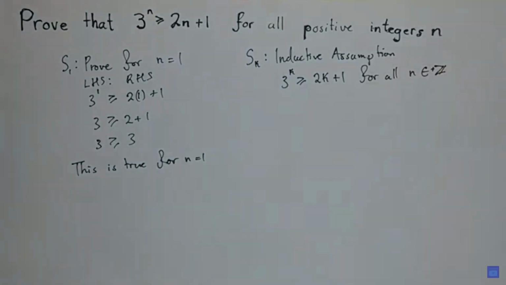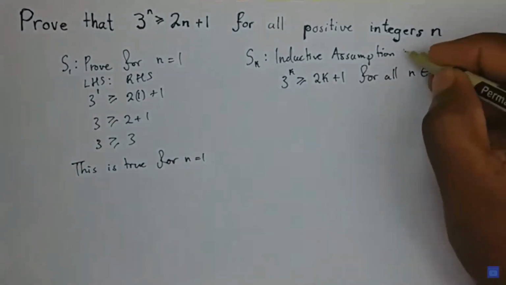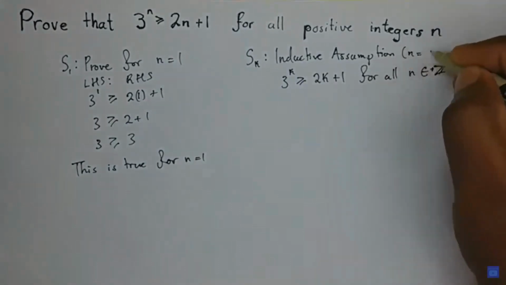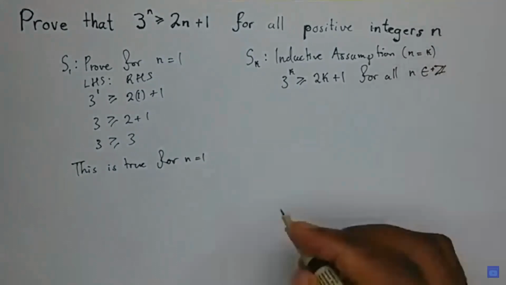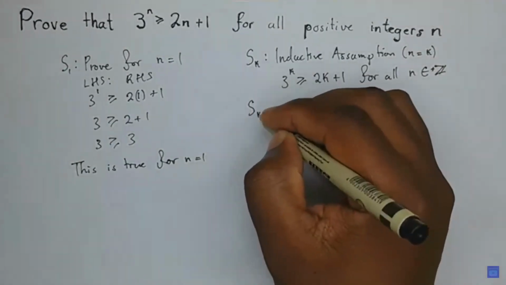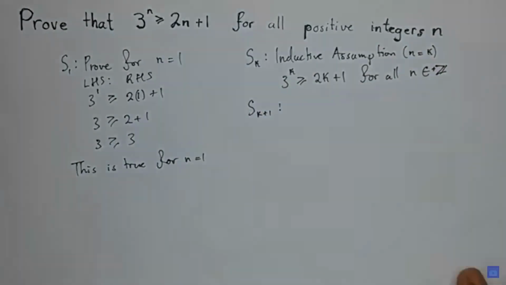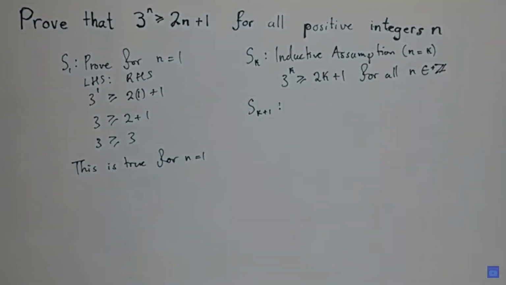Okay. So since we're using k, it's the same thing. So the inductive assumption is where we replace n with k. After my inductive assumption, I'll go to step number 3, which is the k plus 1 step. So prove that it's true for k plus 1. Once we prove that it's true for k plus 1, then we have proven that this is true by mathematical induction.